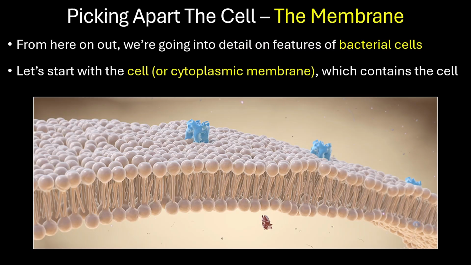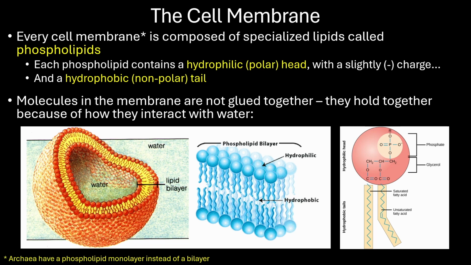We're going to start by talking about bacterial cell membranes. A cell membrane is something that every cell has. Every cell, by definition, has to have this envelope, an outer layer that separates the outside world from the inside of the cell. And for all living things, those cell membranes are composed of phospholipids. And these phospholipids are structured in a very specific way.